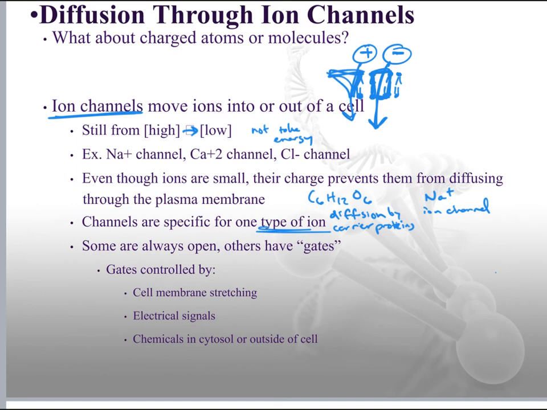Some are always open, others have gates. Those gates are controlled by cell membrane stretching, electrical signals, chemicals inside of the cell or outside of the cell. But essentially, we always have to remember that it's going to be passive. It doesn't take any energy. It's still going down the concentration gradient.